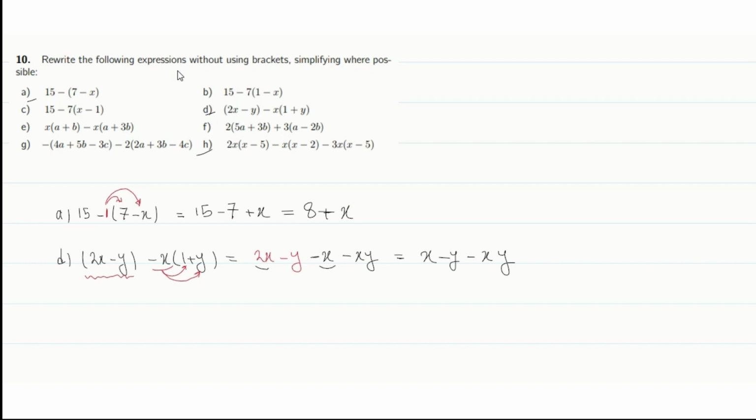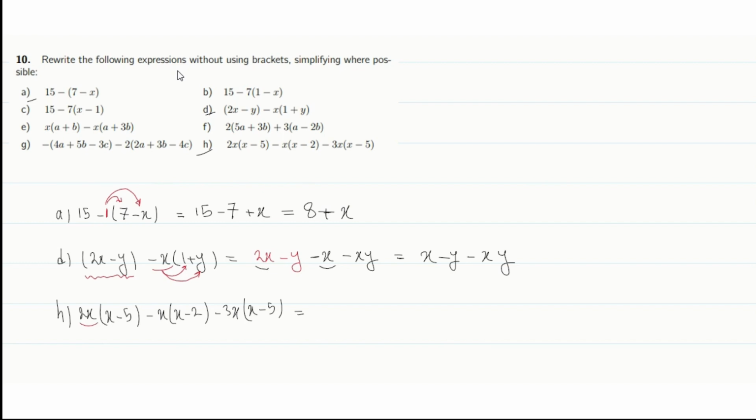And the last one, let's solve h, and the rest can be solved at your own convenience. So we have 2x times (x minus 5) minus x times (x minus 2) minus 3x times (x minus 5). As you see in here, there is a variable x in front of each bracket. So we should expand each of these brackets. Then we just combine the like terms again.